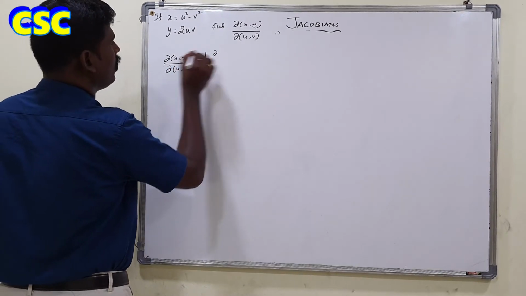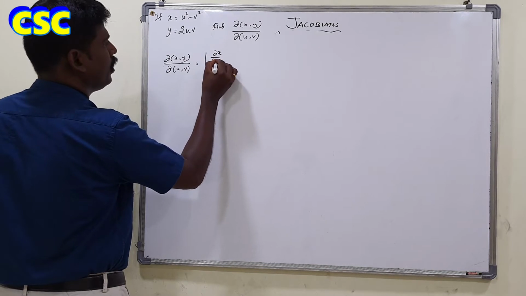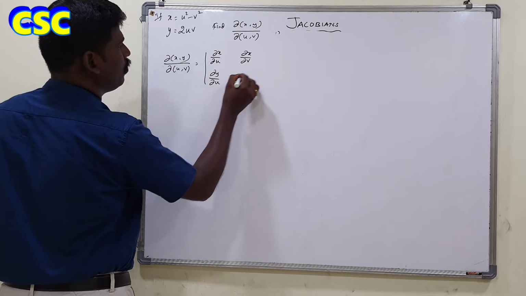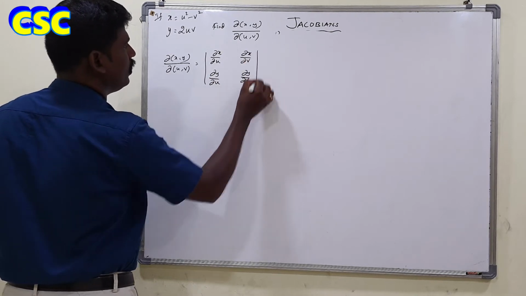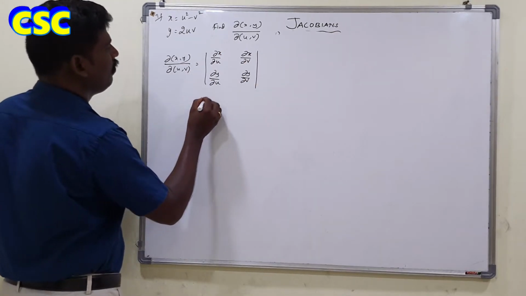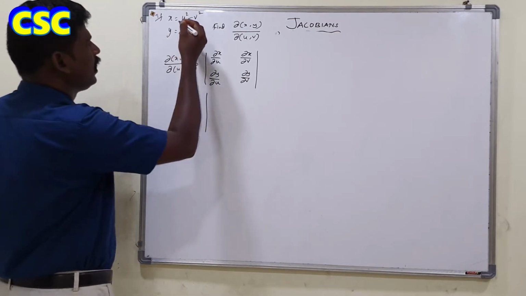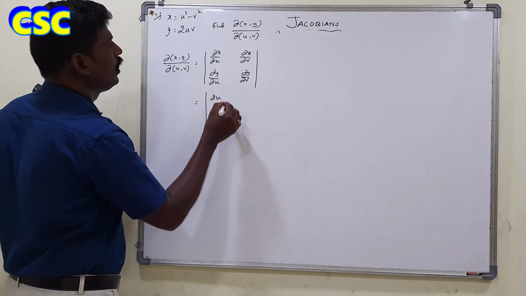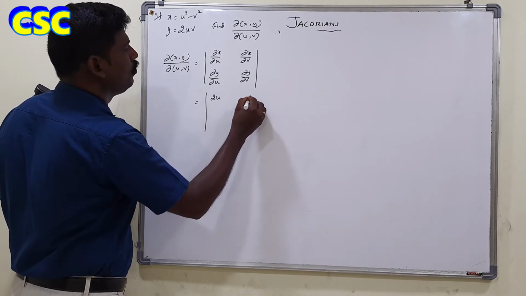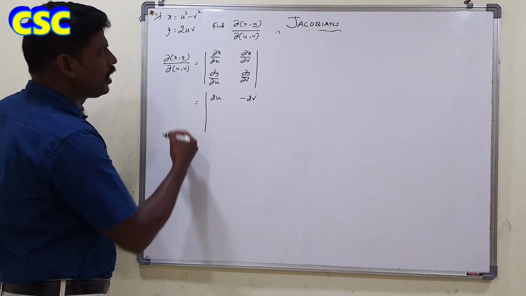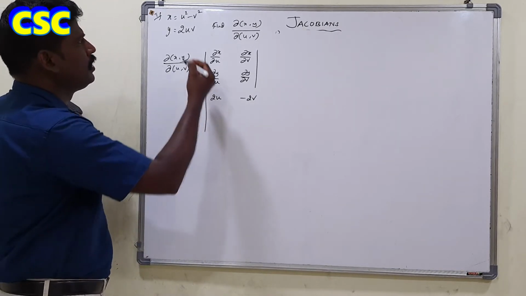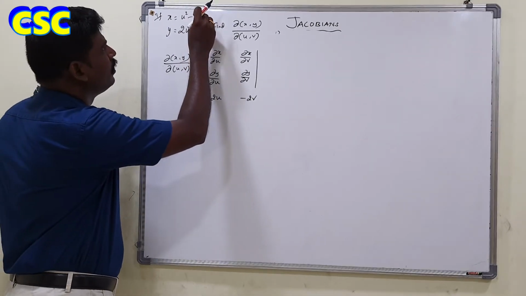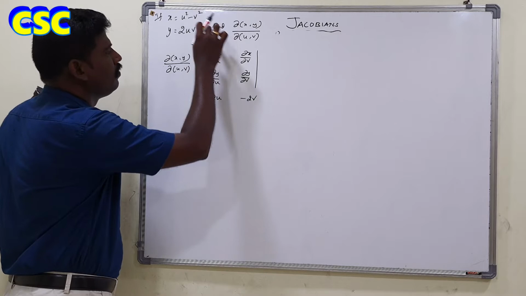So what is this value? It is dou x by dou u, dou x by dou v, and the same way dou y by dou u and dou y by dou v, isn't it? So directly we can substitute, no need to take the partial derivative separately. What is dou x by dou u? It is 2u, isn't it? What is dou x by dou v? It is minus 2v. You may separately find them out as usual based on the previous problem. Here I am directly taking partial derivatives of x and y with respect to u and v.